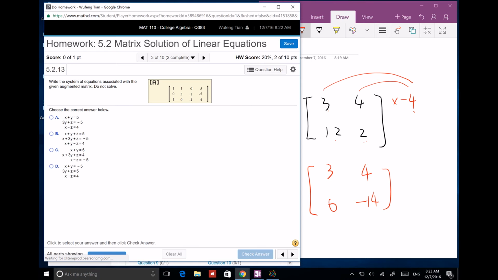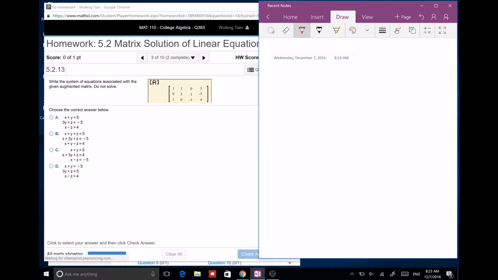Okay, choose the equation. The matrix 1, 1, 0, B and D. B is wrong, it's positive 5, so equals 5. D is wrong. X plus Y equals 5. So you can write it as X plus Y plus 0Z equals 5.